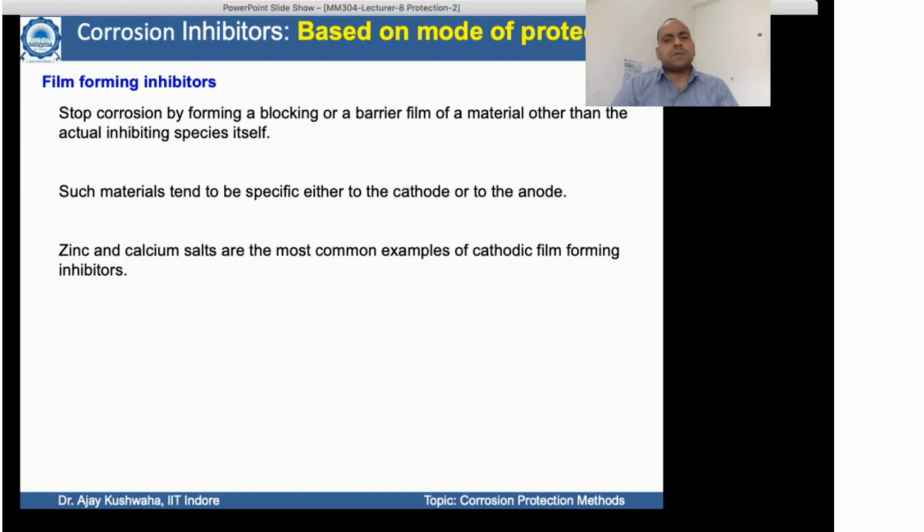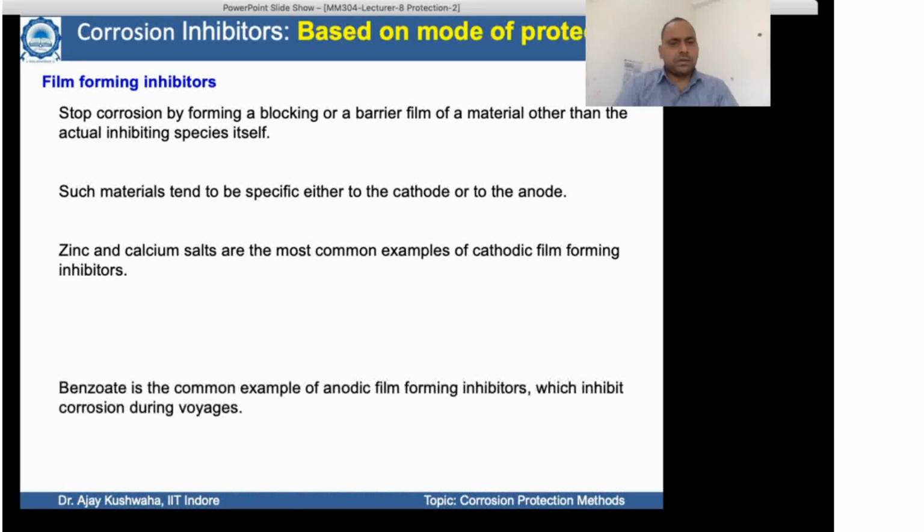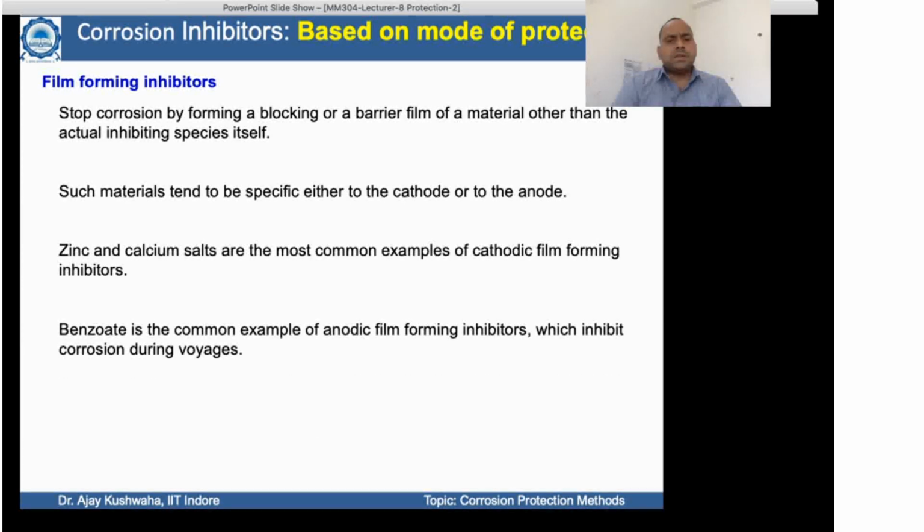Zinc and calcium salts are the most common examples of cathodic film forming inhibitors. So if we are going to protect the cathode, then zinc based or calcium based salts we can use, and this material will make a film over that cathode, and it can protect it from corrosion. Benzoate is a common example of the anodic film forming inhibitors, which inhibit corrosion during the process.